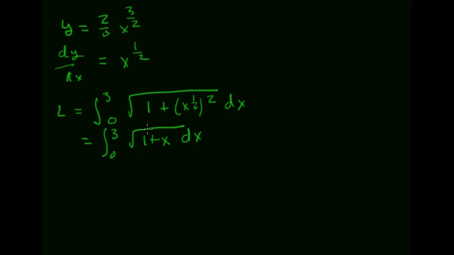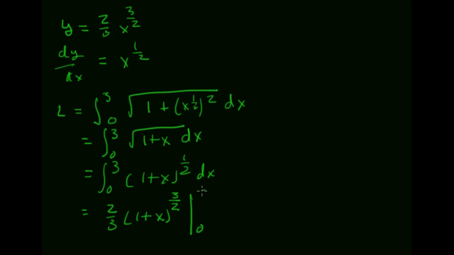Now, in theory, I have to do a u substitution here. In reality, I don't, because the inside of that square root has something that has a derivative of 1. So when you do the u substitution here, du is just going to equal dx. So when I take the antiderivative here, I can really just say, okay, this is the integral from 0 to 3 of 1 plus x to the 1/2 dx. This is going to be the same as 2/3 times 1 plus x to the 3 halves, from 0 to 3.